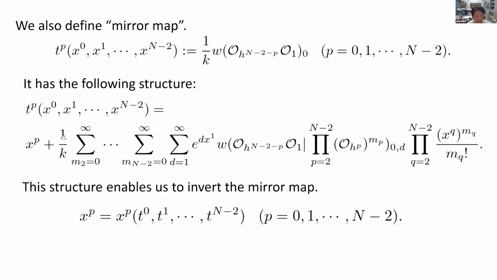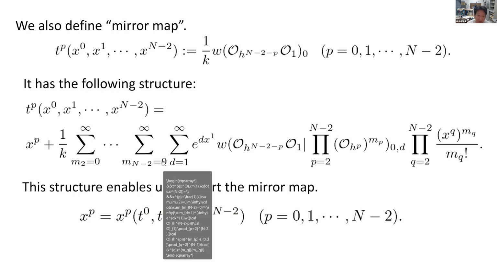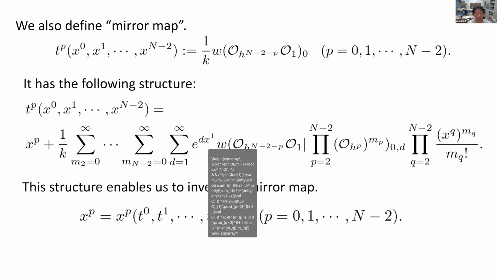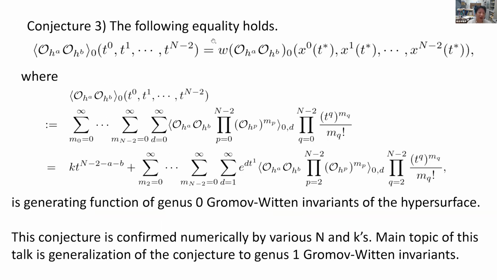From this formula, we can see that if e^{x_1} goes to 0, or x_1 goes to -infinity, t_p equals x_p. In this limit, t_p equals x_p. So this structure enables us to invert the mirror map by using perturbation, power series analysis in e^{x_1}. Then we can invert the mirror map order by order in e^{x_1}. Then in this case, we can generalize the classical mirror symmetry conjecture. By substituting the inversion of the mirror map into this generating function, this function becomes the generating function of Gromov-Witten invariants of M_{N,k}.